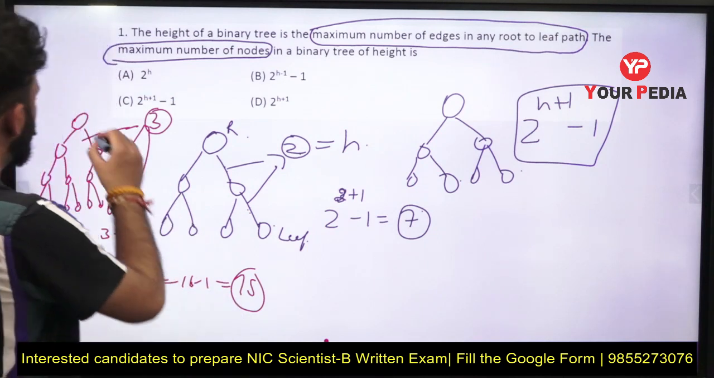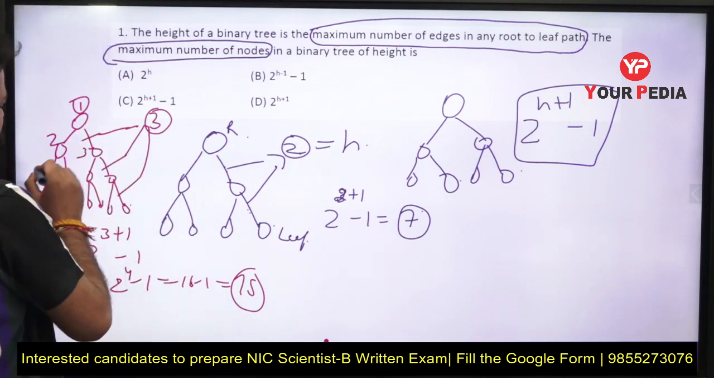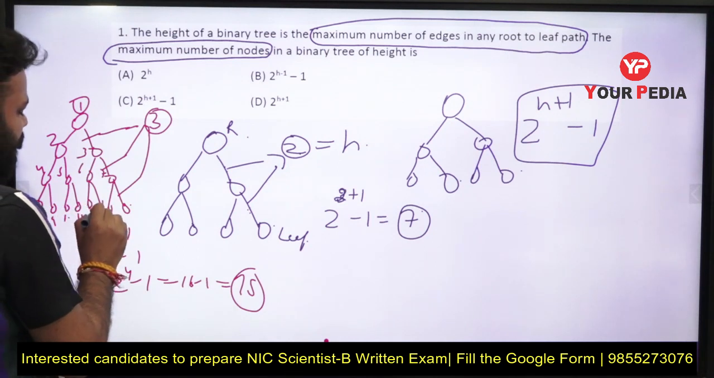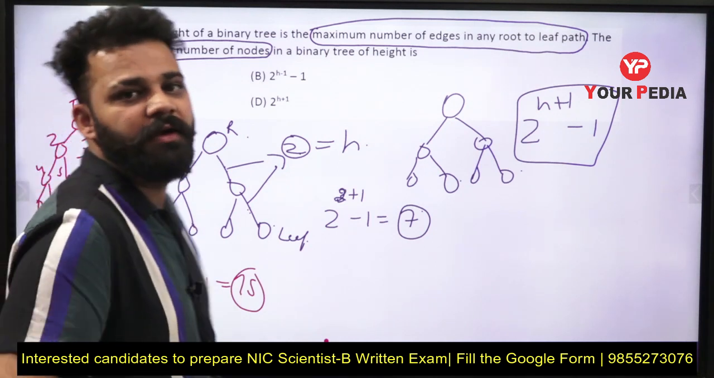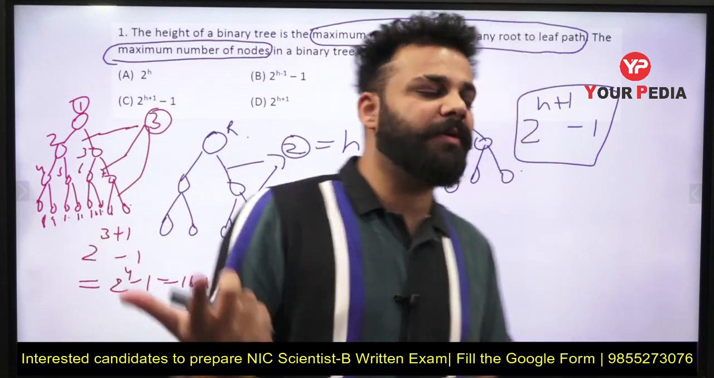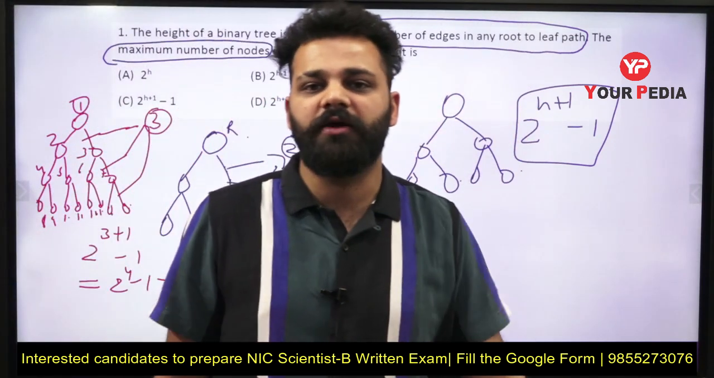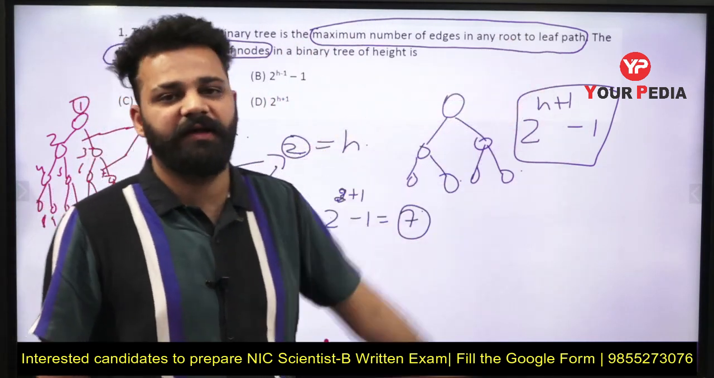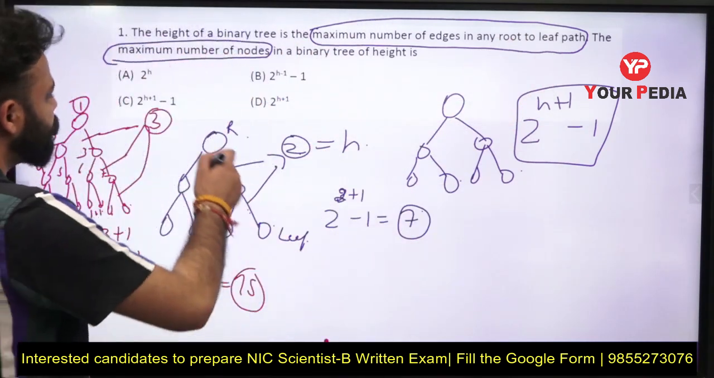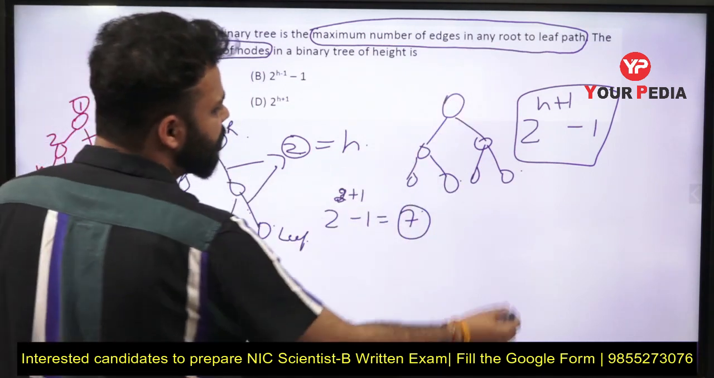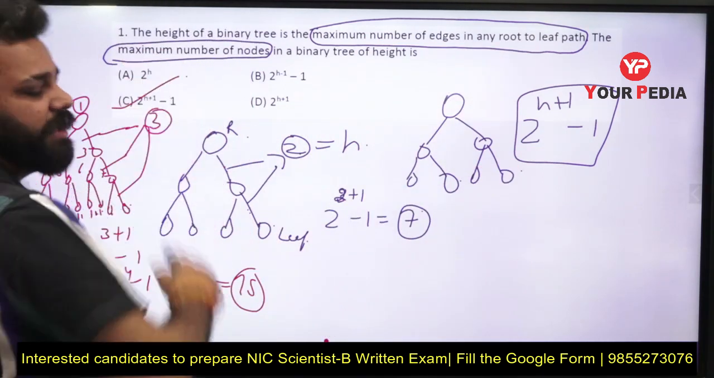Now 15 nodes, you can count this one, 1, 2, 3, 4, 5, 6, 7, 8, 9, 10, 11, 12, 13, 14 and 15. So this will give you the maximum number of nodes for a binary tree having height equal to h, and the definition of height is given as this, which is the maximum number of edges in any root to leaf path. So the correct option will be option C.